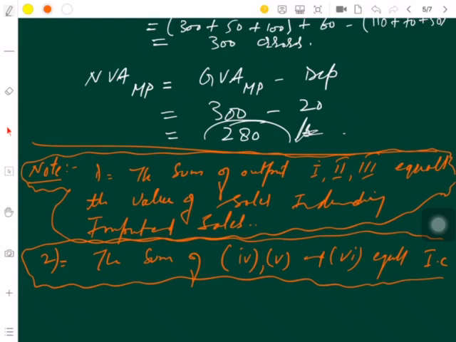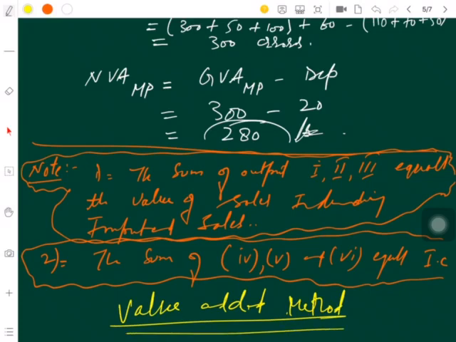So with this we are done with our first method, that is the method of calculation by product method, which is also called the value added method. Next lecture will be regarding the income method and expenditure method, and maybe if something is remaining from the chapter, it will be done in it.